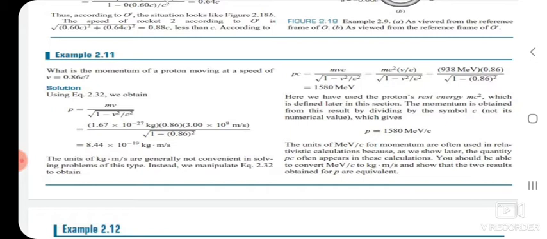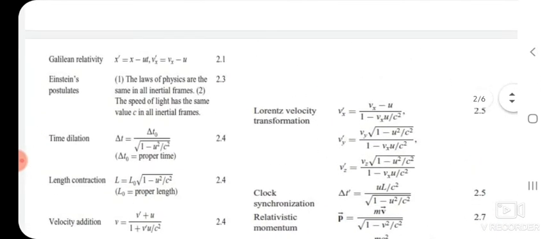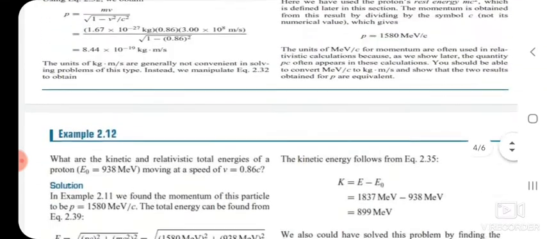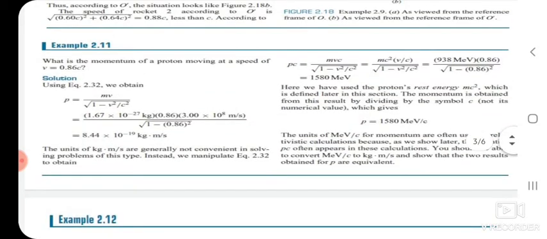The unit of kg meter per second is generally not convenient in solving problems of this type, because it is a relativistic case. Instead, we manipulate equation 2.32. In that case, we have to use Pc is equal to mvc by square root of 1 minus v square by c square. Just multiply c on both sides of this equation.